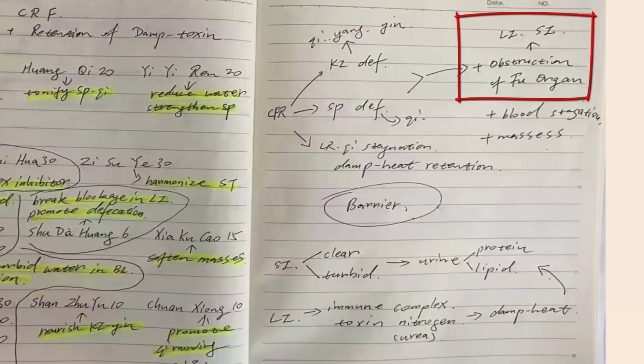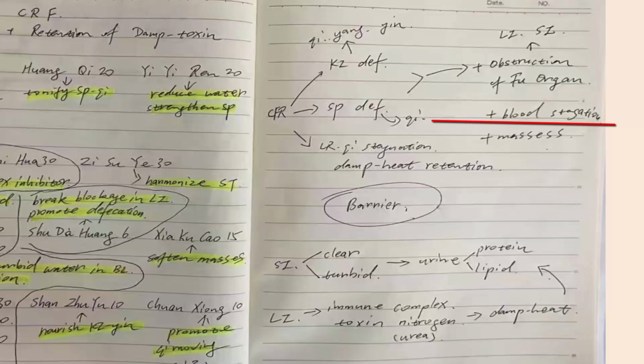And meanwhile, this kind of stagnation easily generates blood stagnation, because qi stagnation very easily damages the blood collaterals of the organs, so it generates blood stagnation in masses.